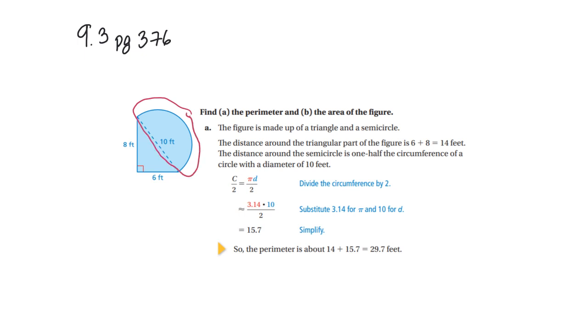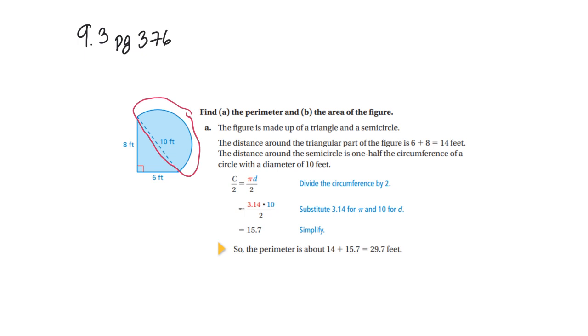So we know that if we find the circumference, it'll tell us the distance around the whole circle. So let's find that circumference and then just divide it in half because it's half the circle, right? So circumference is pi times the diameter, and you see that here. So they did 3.14 times 10 and divided it by 2, which means that we had 15.7. 15.7 is that curved part.